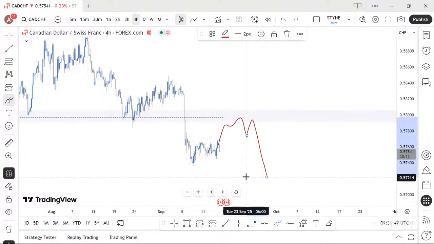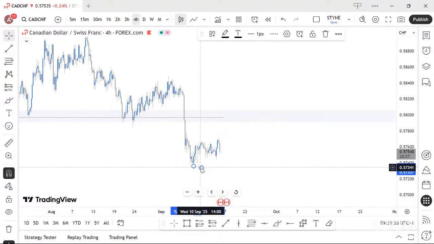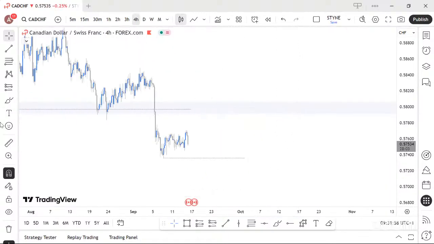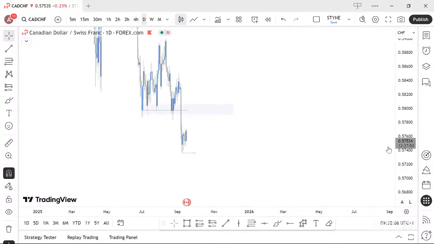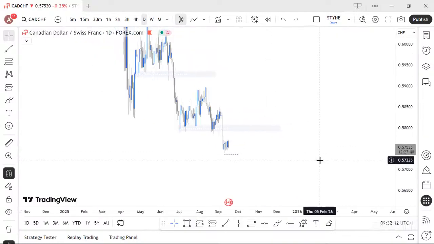And what's our next draw on liquidity? Our draw on liquidity is this guy here. Draw on liquidity is like a target region that you're looking for price to run to. So I'm expecting price to trade from here and at least come back to here. So that's my view. I don't know if you're seeing anything. That's my view for CAD CHF. All right, so let's see how this goes.